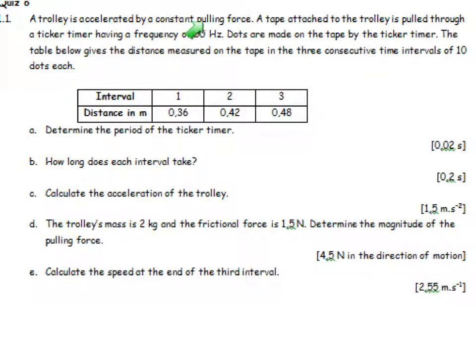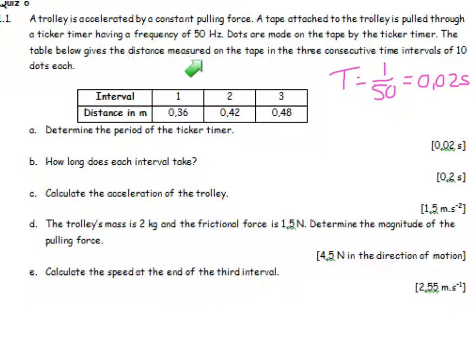A trolley is accelerated by a constant pulling force, which means I'll get a constant acceleration. A tape attached to the trolley is pulled through a ticker timer with a frequency of 50 hertz. That means the period of that ticker timer is 1 over 50, and that turns out to be 0.02 seconds. The dots are made by the tape of the ticker timer.